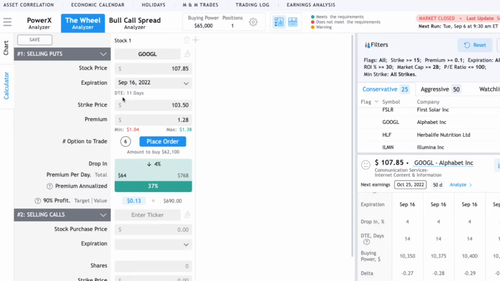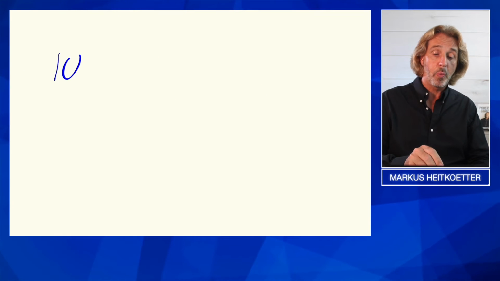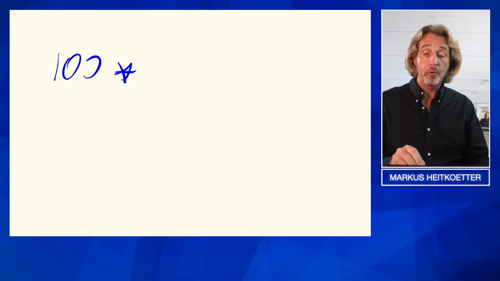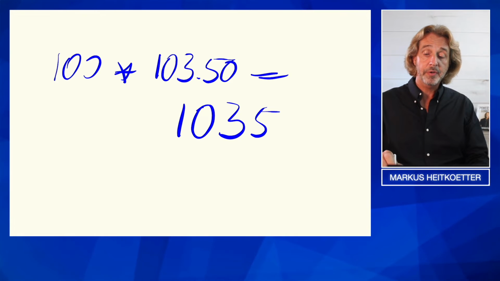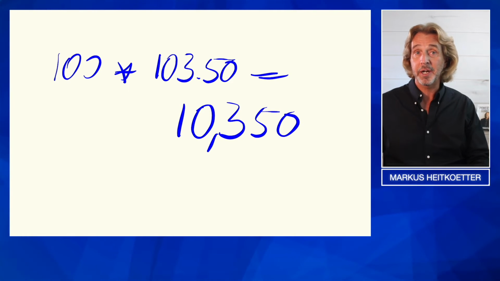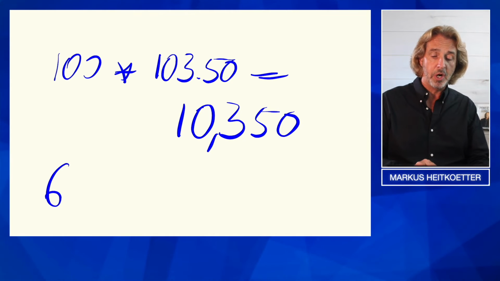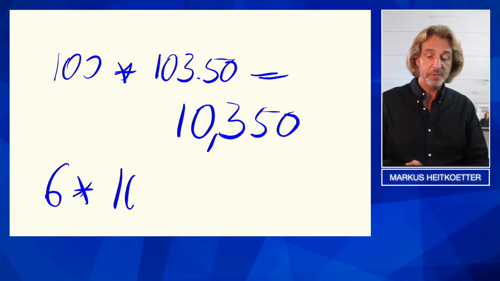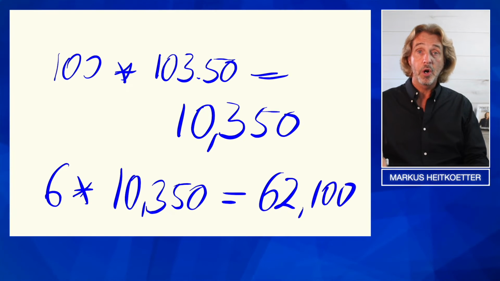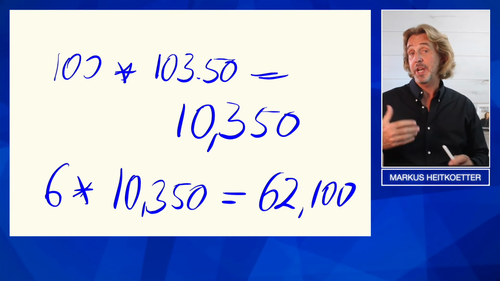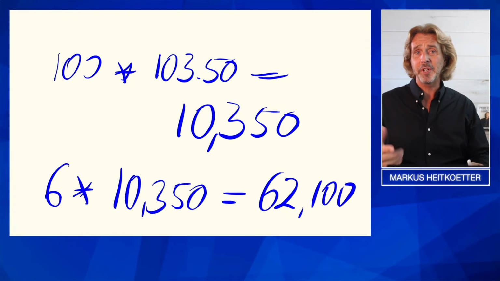So let's go to our handy dandy notebook. So if I have to buy 100 shares of Google for $103.50, this means it is $10,350 that I need to have in my account. Now, since I'm selling 6 options, I need to have 6 times 10,350, and that is $62,100 in my account so that I can fulfill my obligations. Now, obviously, I have enough money in the account to do this. But here's the tricky part, and that's where traders get in trouble.